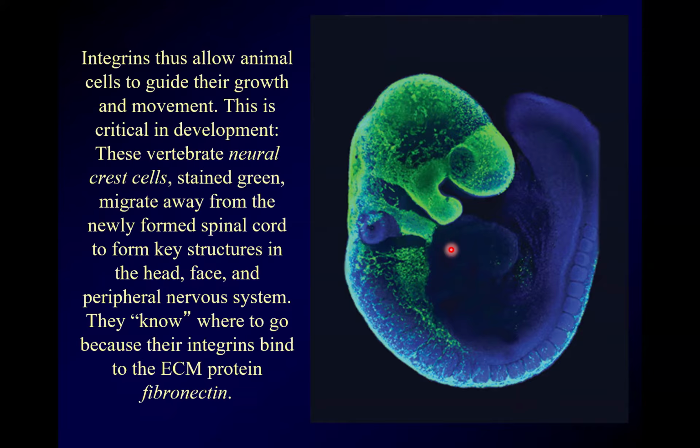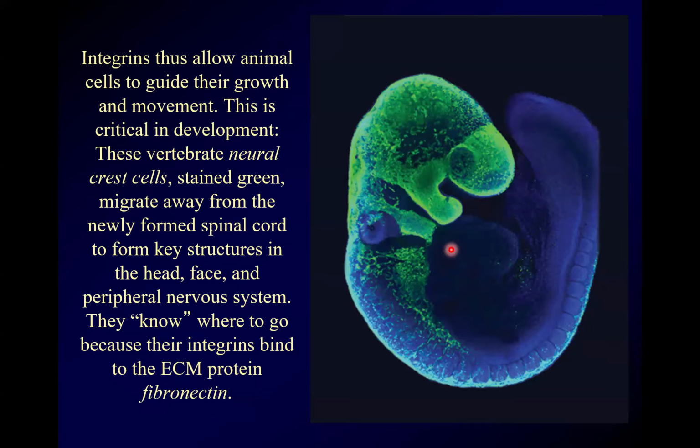And right at this stage, right when the central nervous system is at its earliest stages, there's a population of cells that buds off of the developing tube-like central nervous system. They bud off of a structure called the neural crest, so they're called, excuse me, neural crest cells. And the neural crest cells migrate away from the newly forming central nervous system, and they go on to form key structures in the head and the face.